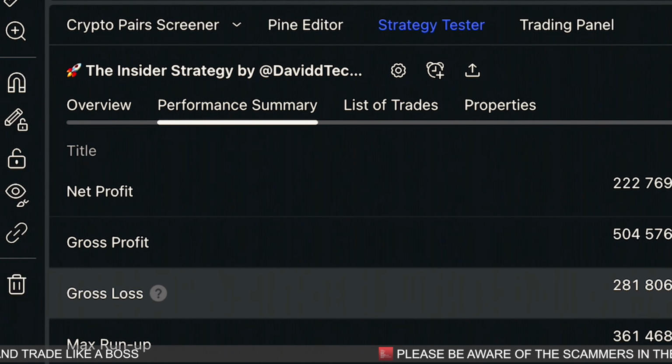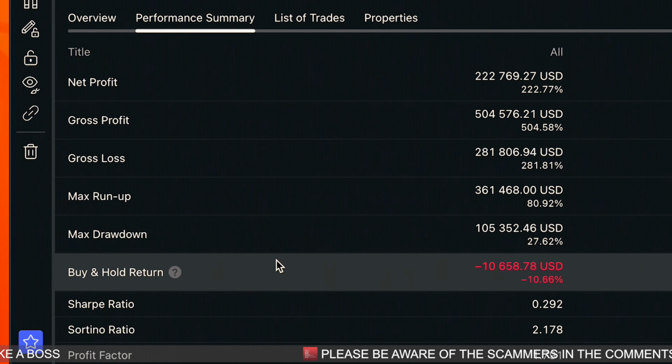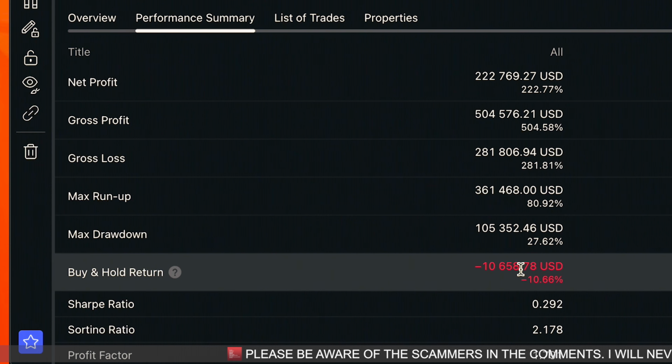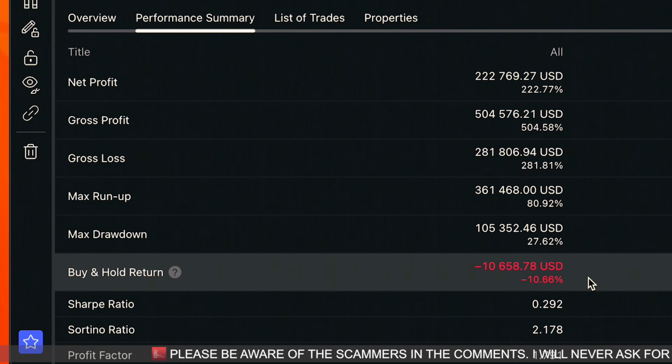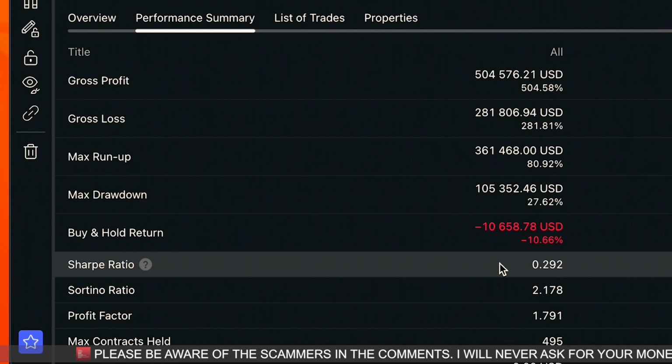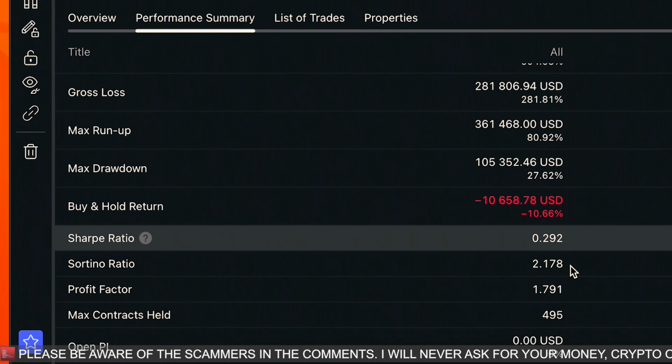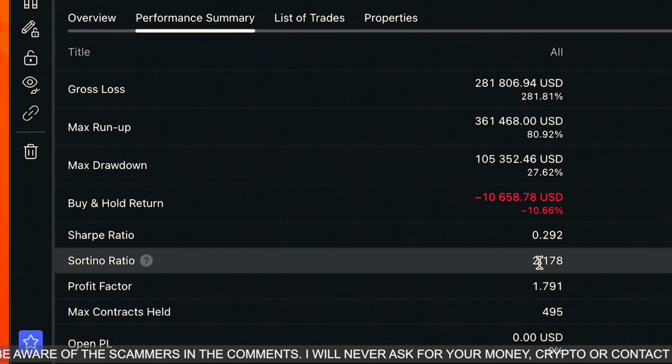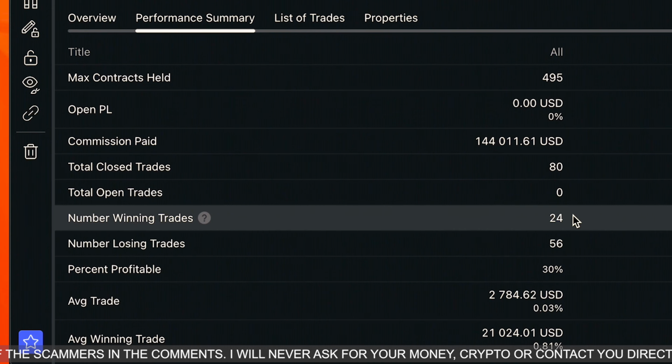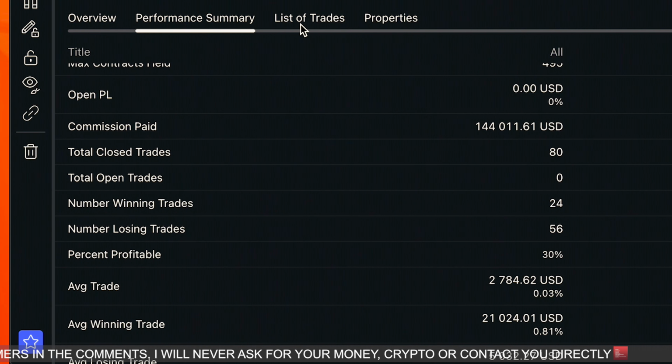If I go over to some of these other stats, as you can see, if you were buying to hold Bitcoin in the same period, you would have lost 10% on that initial investment. You have a Sharpe ratio of 0.2, which is way too low for my liking myself. And then you've got just the same old stats as we've just went through anyway.